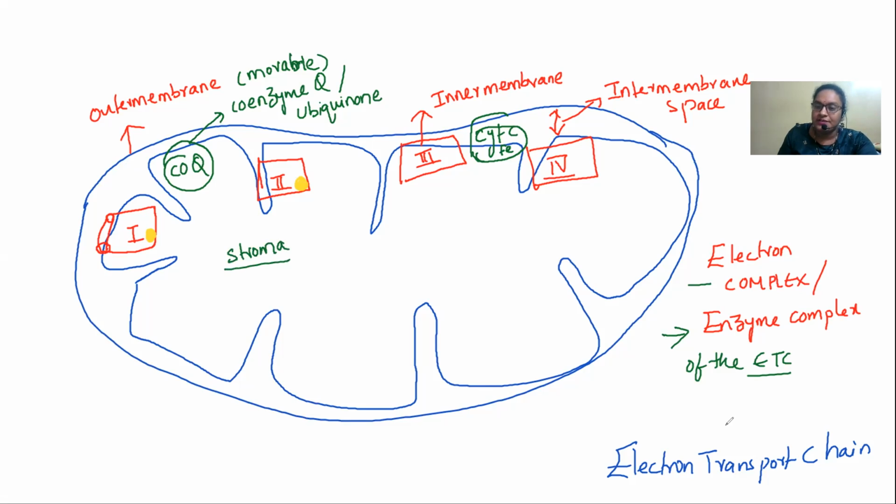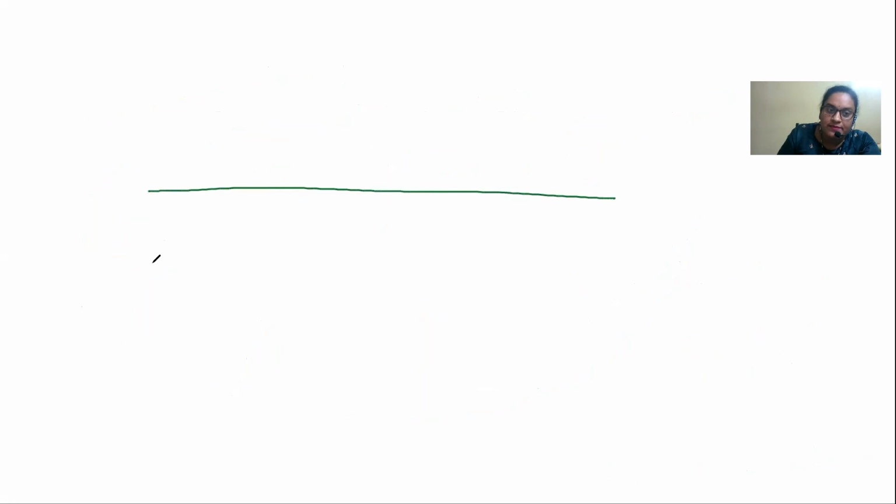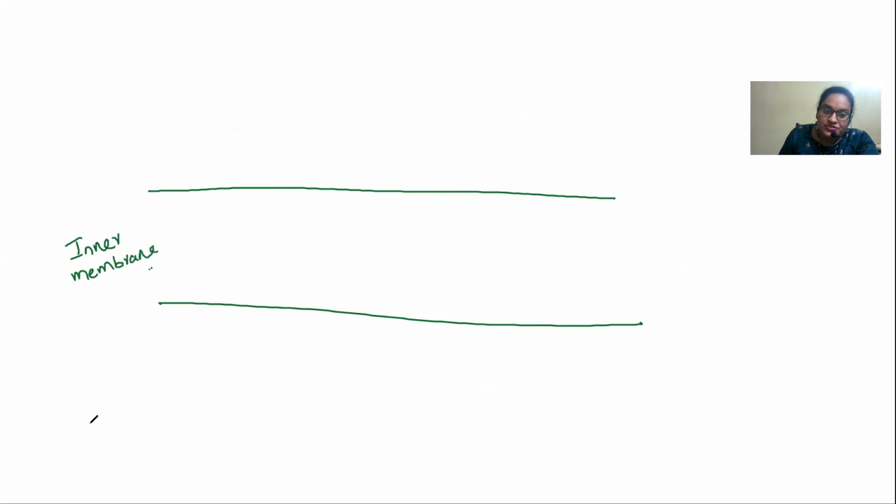Let me take a fresh page. This is what I'm drawing. This is our inner membrane, children. This is the inner membrane of mitochondria, the bilipid layer. And this is your stroma side. In the stroma, which cycle was running? The Krebs cycle. You know that glycolysis and the Krebs cycle resulted in NADH2 molecules as well as FADH2 molecules being produced during the Krebs cycle.